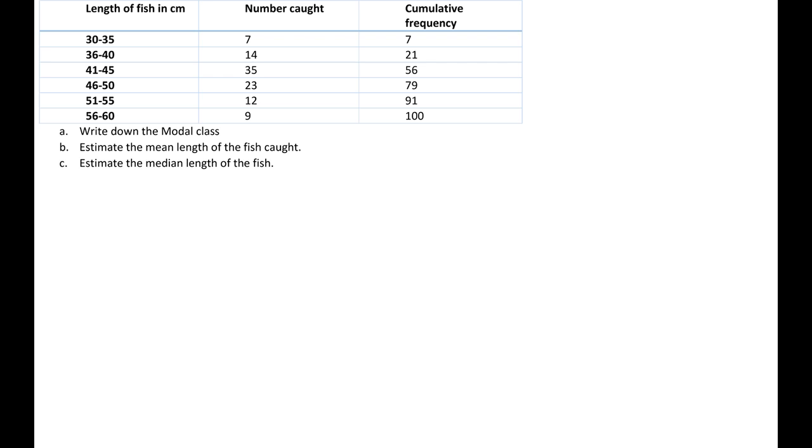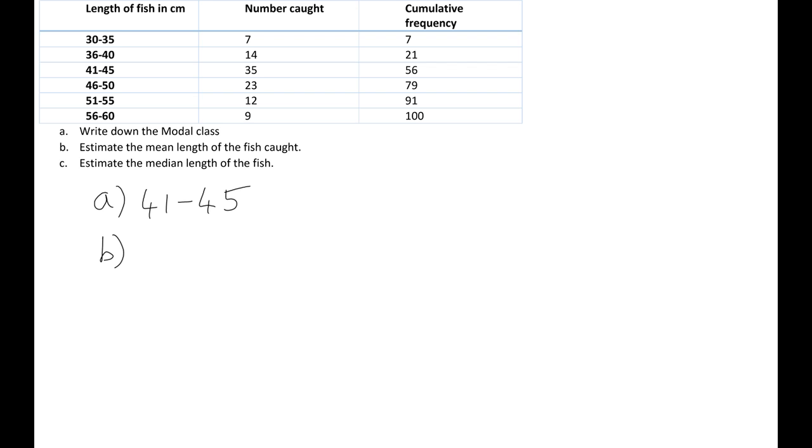So, part A, modal class is 41 to 45. Simple as that. Part B, estimate the mean length of the fish caught.